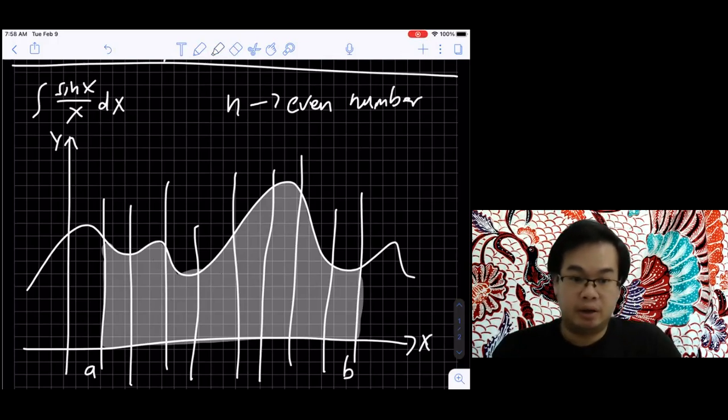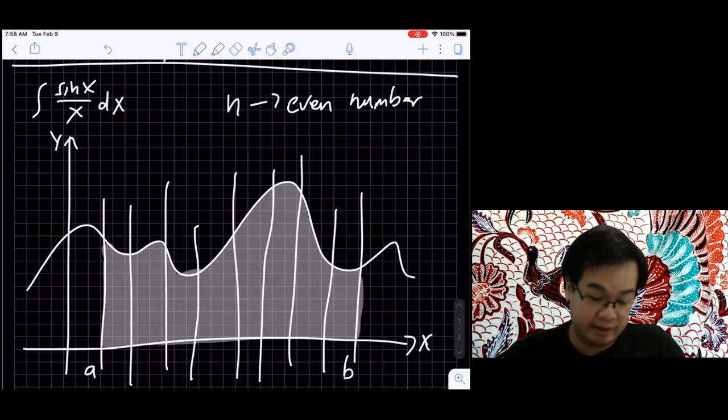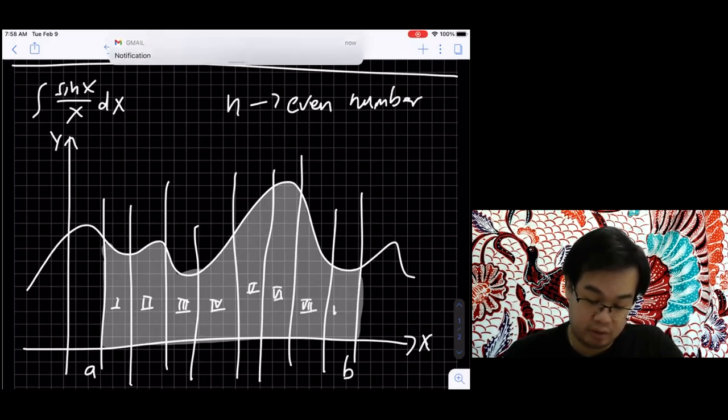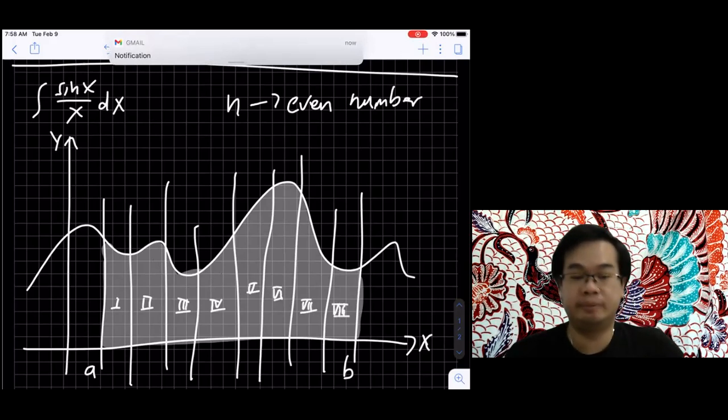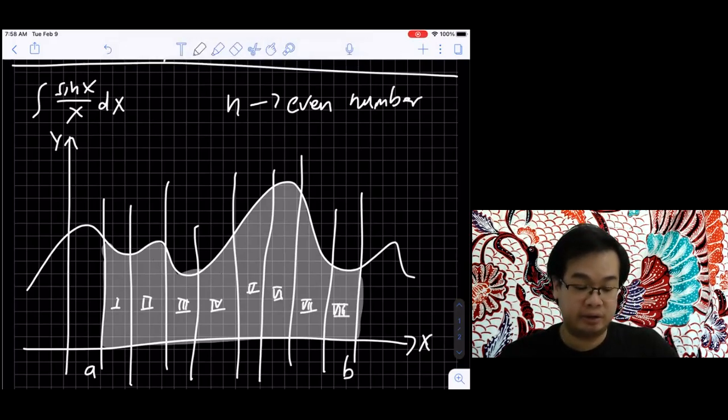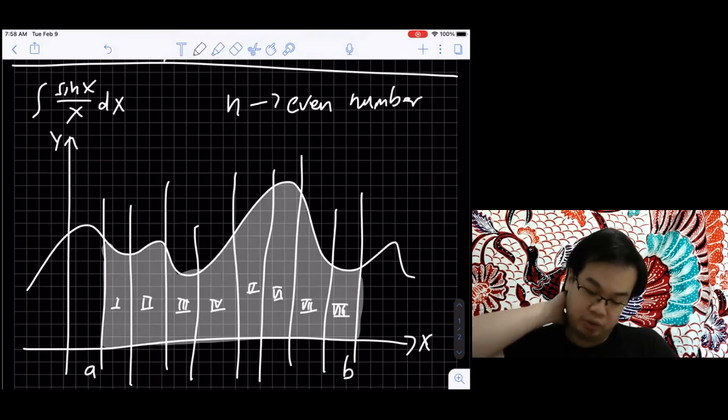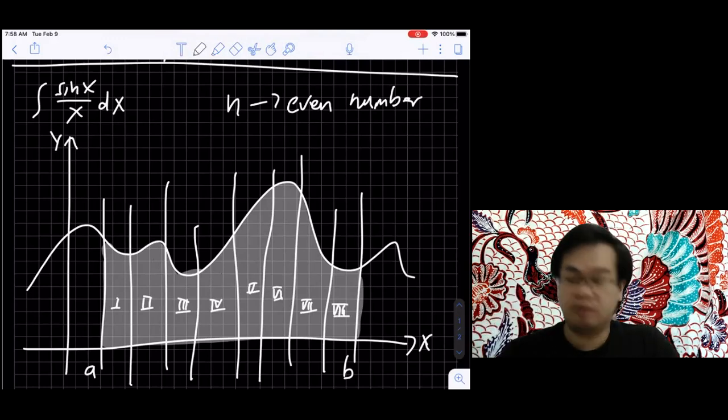So now, n is 8. So let's say this is 1, 2, 3, 4, 5, 6, 7, 8 increments. Now, why must n be an even number? Because to create a parabola, you need 3 points, right? Remember in algebra class, if you have learned quadratic functions, to form a quadratic function, you need 3 random points.